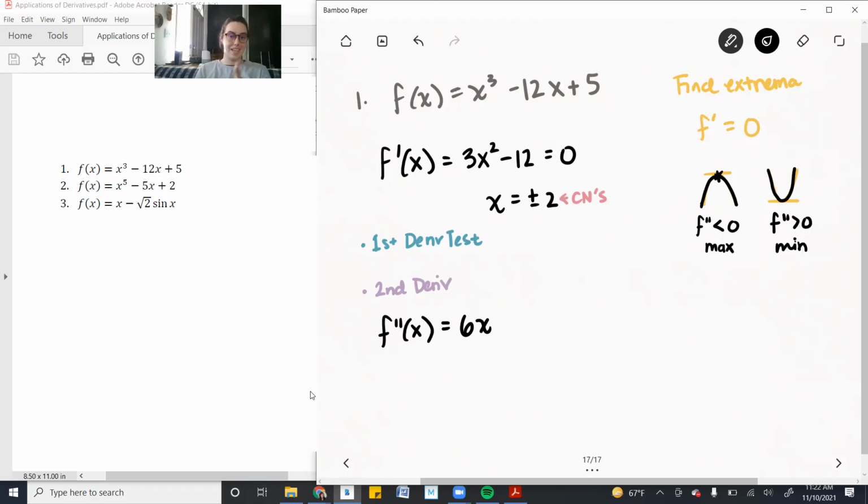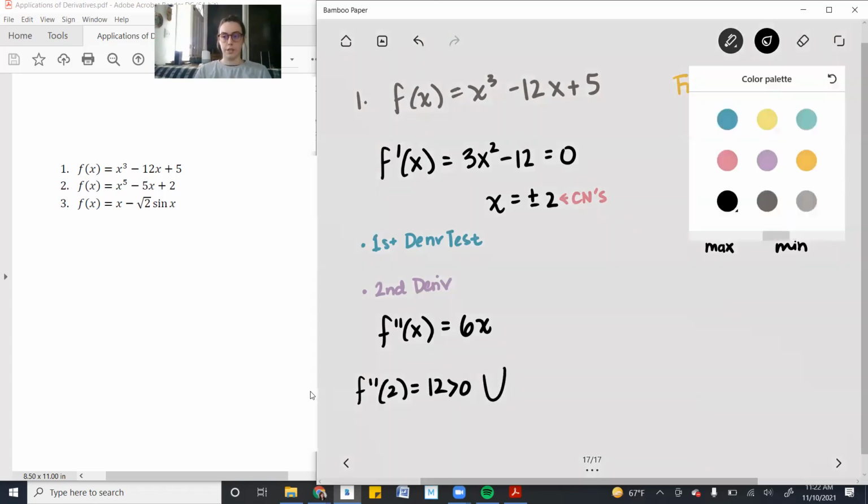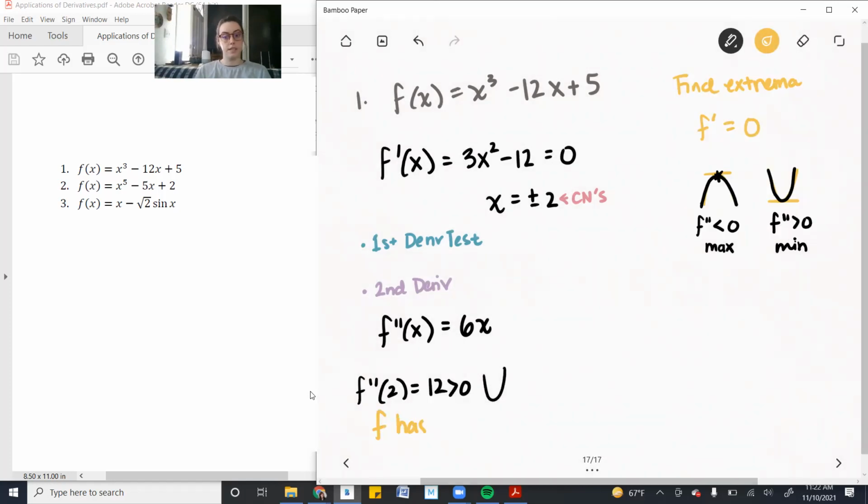So what I'm going to do is take my critical numbers. I don't need to test around them. I can just plug them straight into my second derivative and see what I get. So I'm going to do f double prime of 2, which is going to be 12. So that's clearly positive. And positive means I am concave up. So I'm just going to do the sketch because I like seeing the visual, because then I know for sure, oh yeah, f has a min at x equals 2.